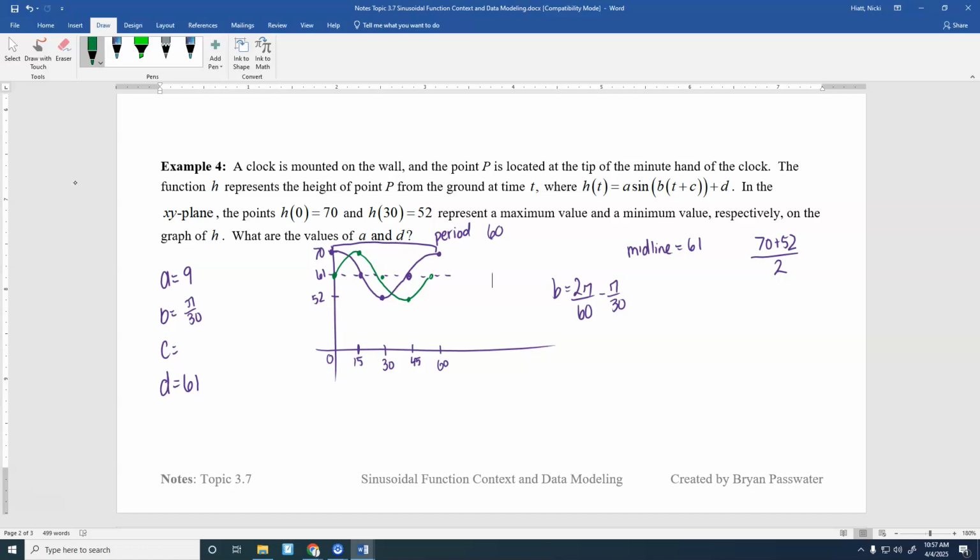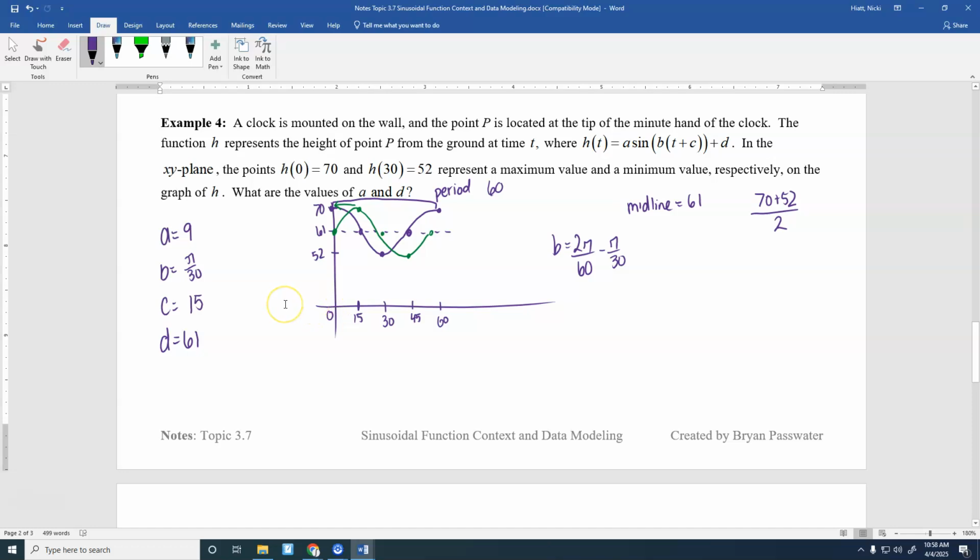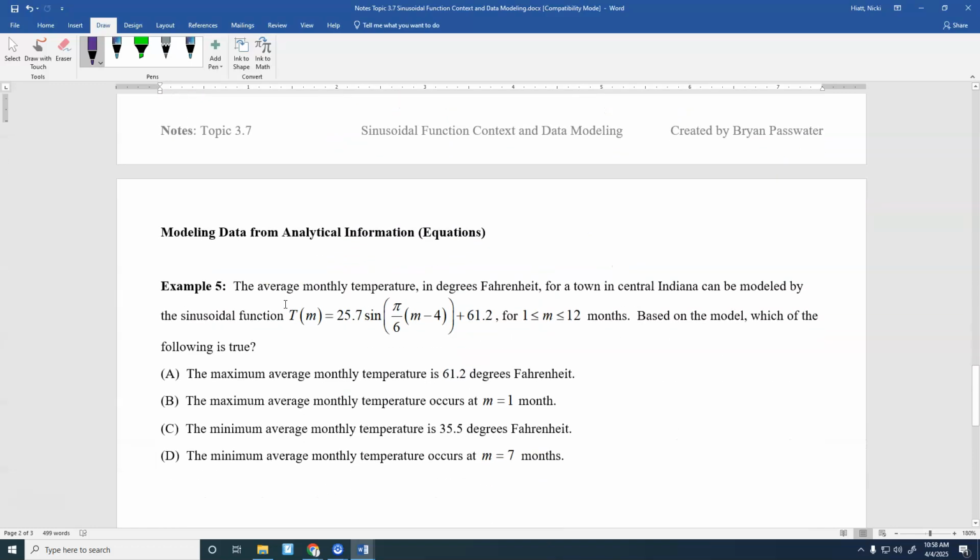How far does it need to get shifted? It needs to go 15 to the left. Oh gosh. If you go 15 to the left, you really are dealing with... Yeah, I think we're okay. 15. Yeah, so we would have 15 right there. Okay, questions? All right, let's look at the next one.